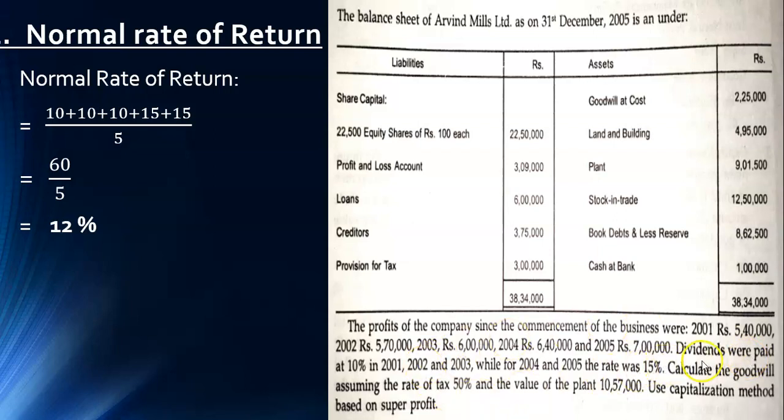So the valuable information here is that dividends were paid for 3 years at 10% and for the remaining 2 years at 15%. So here you will have to calculate the average rate of return. Here we are assuming that the dividends paid are the rate of return. So for 3 years it is 10%, for the next 2 years it is 15%, right? So here the normal rate of return is 12%.